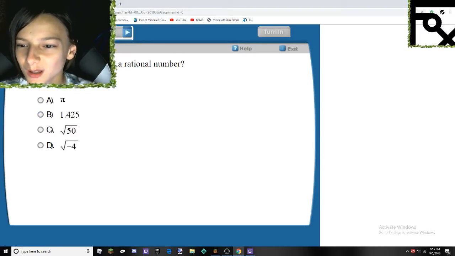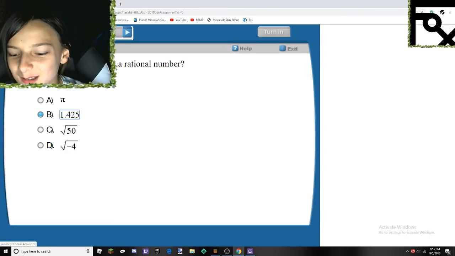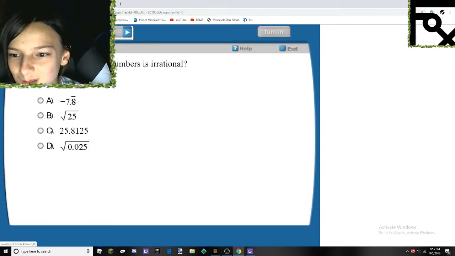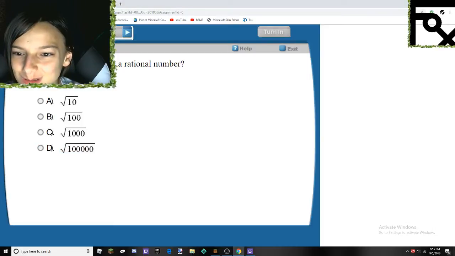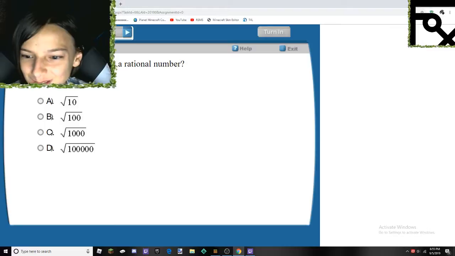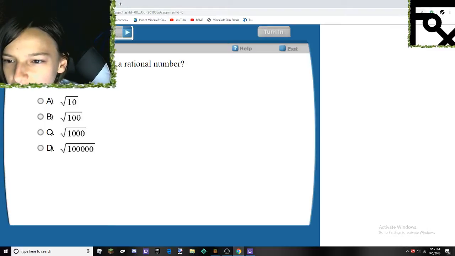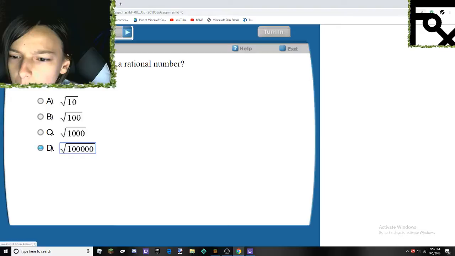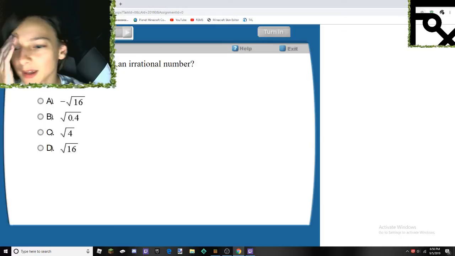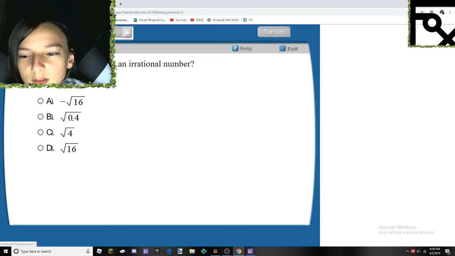A rational number. Irrational. Is it a rational number? Is it an irrational number? Irrational number?